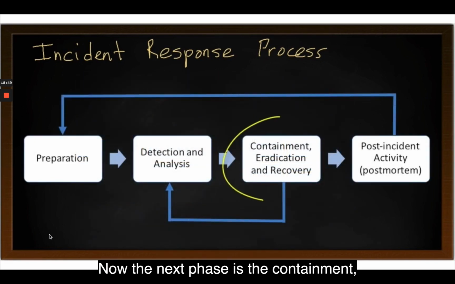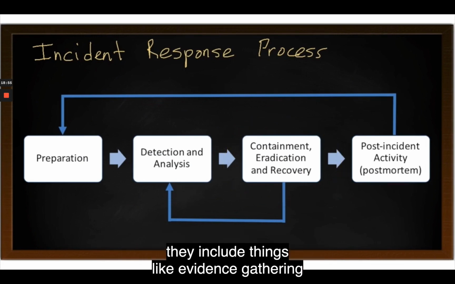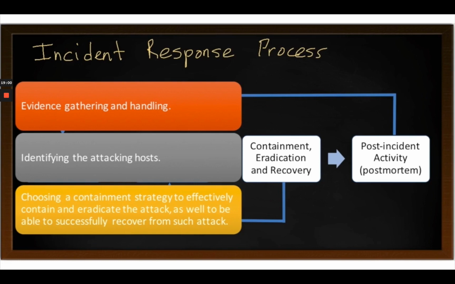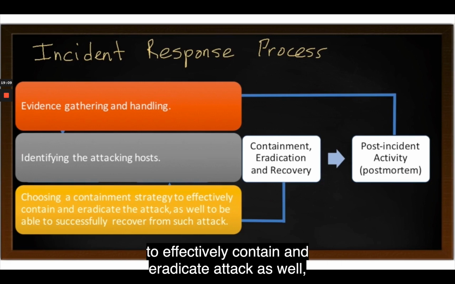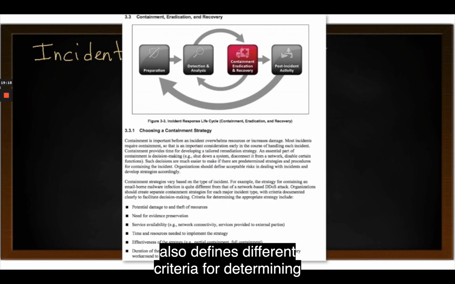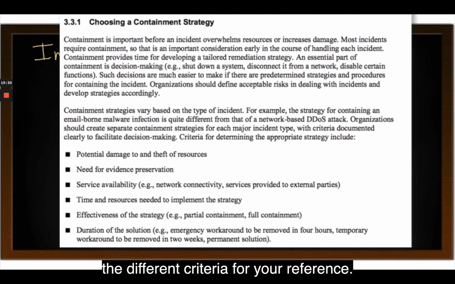Now, the next phase is the containment, eradication, and recovery phase. In this phase, they include things like evidence gathering and handling, identifying the attacking hosts, so attribution of which hosts are part of that attack, and choosing a containment strategy to effectively contain and eradicate the attack, as well as to successfully recover from that attack. That document from NIST also defines different criteria for determining the appropriate containment, eradication, and recovery strategy. So here I'm sharing those different criteria for your reference.